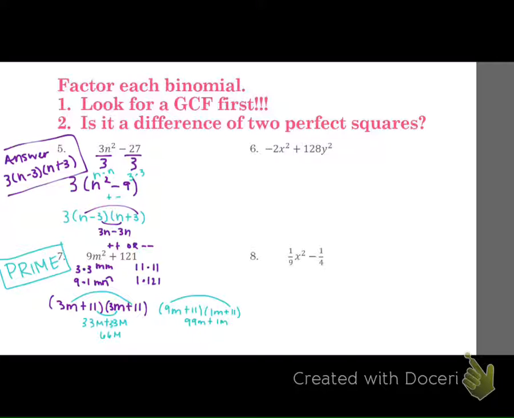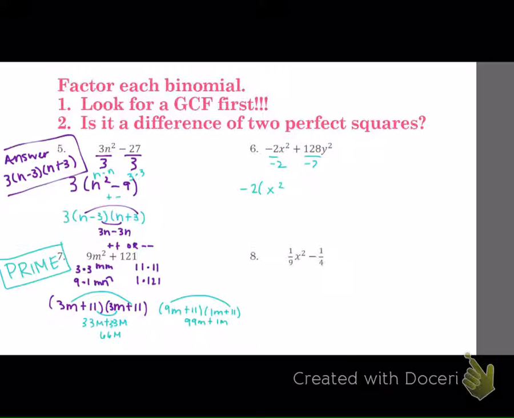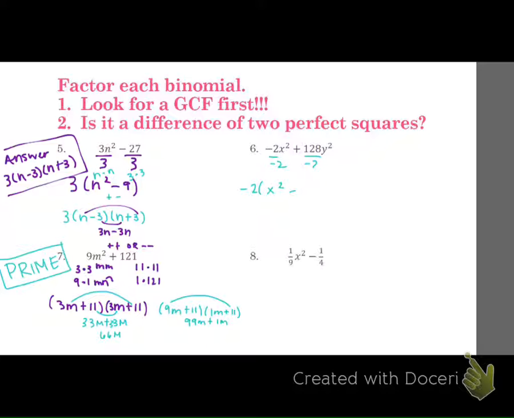Okay, our front term here is negative. Do we want our front term to be negative? No, so we're going to take out our GCF as a negative. What is our GCF that we're taking out? Yeah, the one that I just wrote down. So I have x squared minus 64y squared.